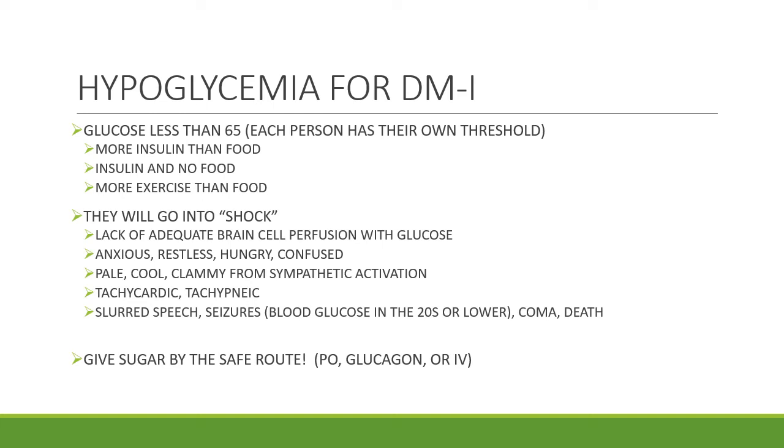Patients with diabetes type 1 also are at high risk for hypoglycemia, and this is when the glucose is less than 65. Now, each person has their own threshold. Some people may normally have symptoms below 70. Some people may be able to tolerate it down to 40. This can occur when you have more insulin than food, insulin and no food, or more exercise than food.